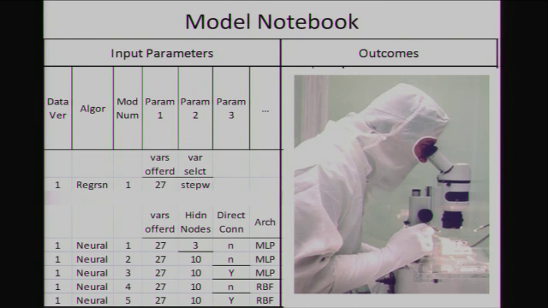For a neural net, how many variables do I give it? How many hidden nodes do I tell it? Do I have a direct connection from the input to the output? Is the architecture multiple layer perceptron or radial basis function? So I won't go into all the details, but all the things that you have to choose and change would be things that would be on the input parameter side. But it doesn't always have to be from the same menu. It can be anywhere in the process of what you can change.